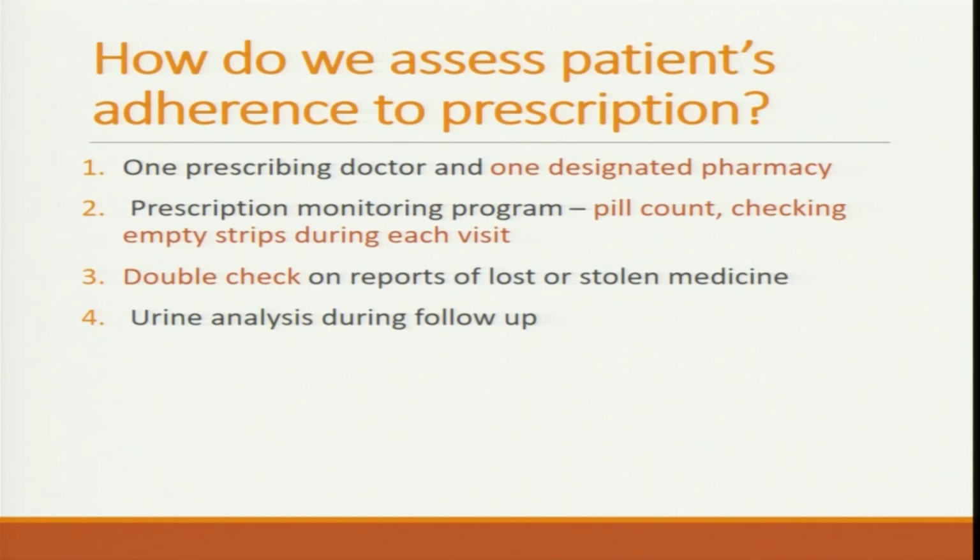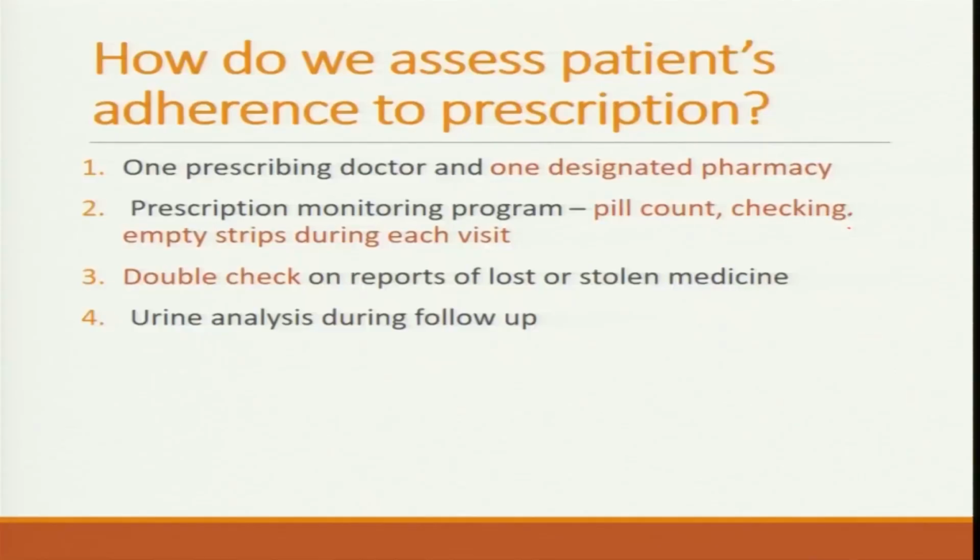How do we assess the patient's adherence to the prescription? First, check whether the patient is taking morphine from only one doctor and one designated pharmacy and not from multiple prescriptions. In the monitoring program, you have to do a pill count. You have given 100 tablets of morphine to the patient. When he comes back, suppose after 15 days, how many tablets he should have used, how many should be remaining with him, where are the empty wrappers. This is called a prescription monitoring program.